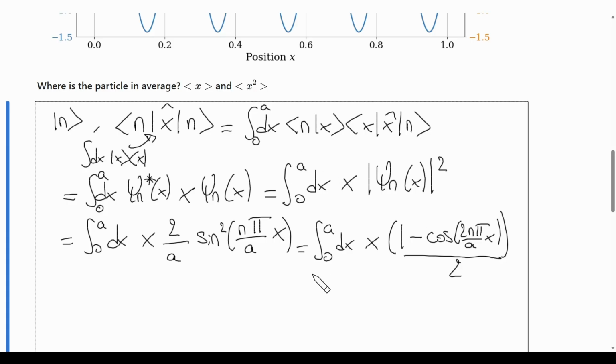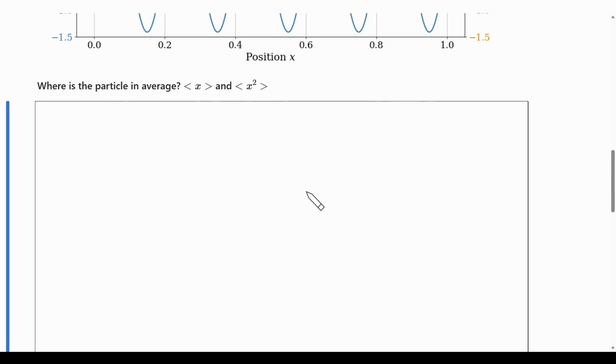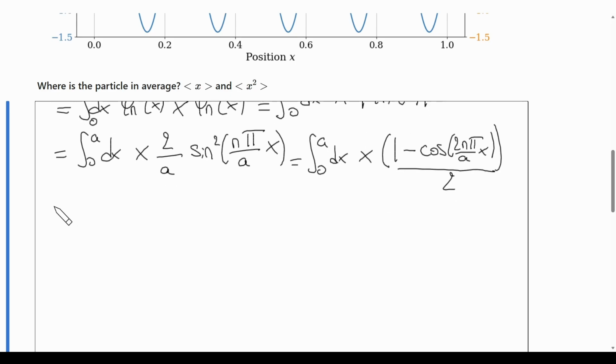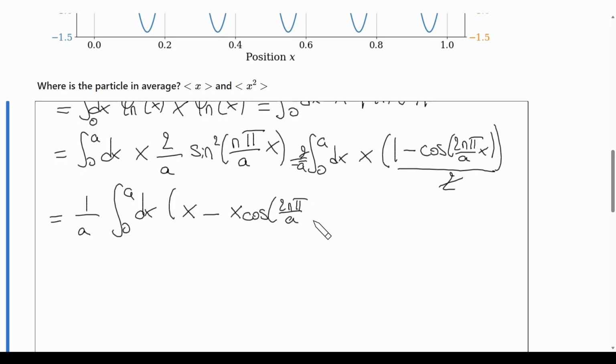So now we have this integral, and the first term is simply... oh, and we forgot the 2 over a in front. So let's simplify the 2 here with the 2 here. We have 1 over a, integral 0 to a dx of x minus x cos(2 n π over a x).